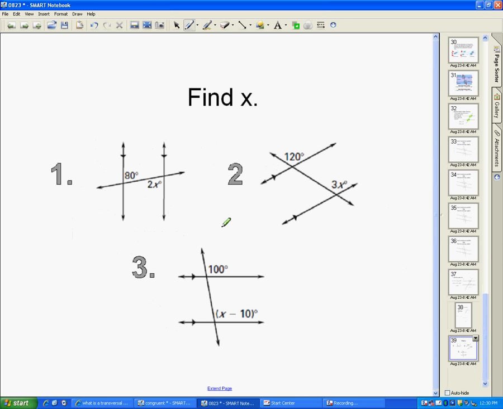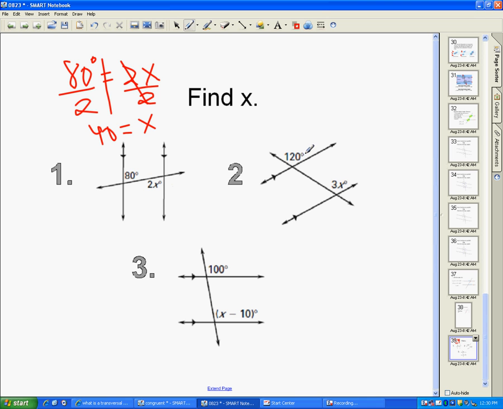Alright, so now we can use that to help us solve for variables if we're figuring out angle measures. So for example, with number 1, because of alternate interior angles, these two angle measures are the same. So that means that 80 degrees, that does not look like 80 degrees, 80 degrees is equal to 2x. And I divide both sides by 2, and so therefore x is equal to 40. This doesn't mean that this is 40 degrees, that means x is equal to 40, so this angle measure is still 80 degrees as well.